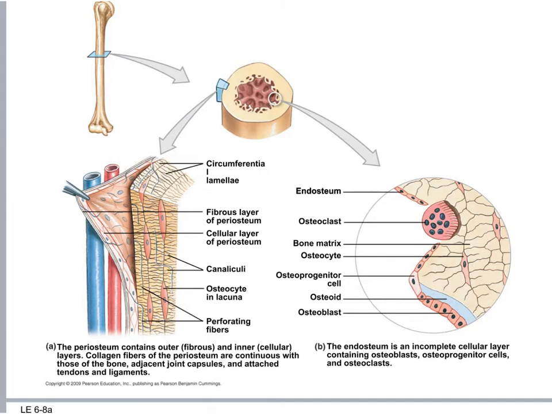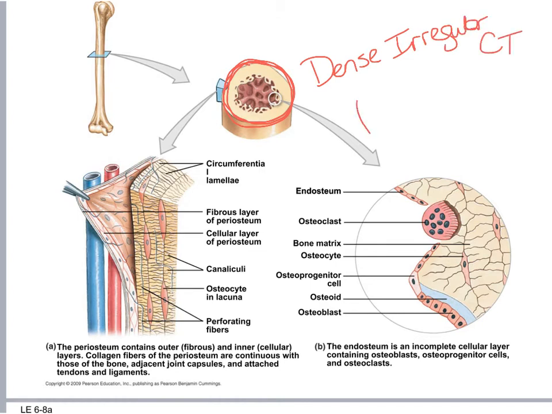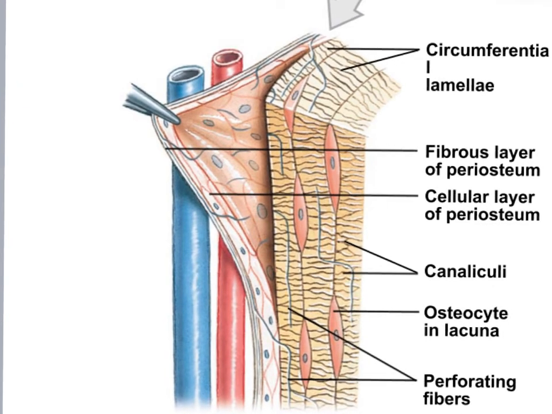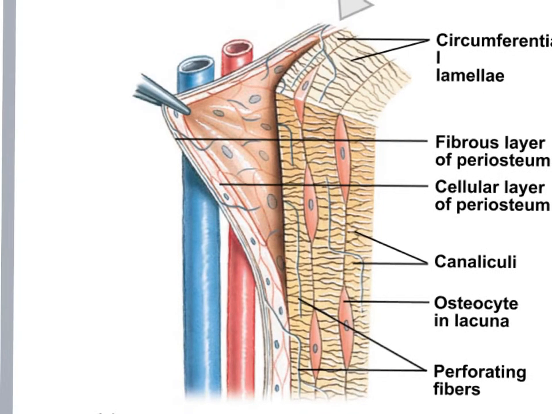A couple other things that I want to talk about is that there is a dense irregular connective tissue that covers the outside of the bone, right? So the bone's not just exposed to your body, it's covered by a dense irregular connective tissue. And that dense irregular connective tissue we call the periosteum. Peri means around, osteum means bone, so it's the connective tissue surrounding the bone, at least the shaft of the bone. So we can look at this picture here, and this shows we have some forceps pulling that dense irregular connective tissue away from the bone itself.